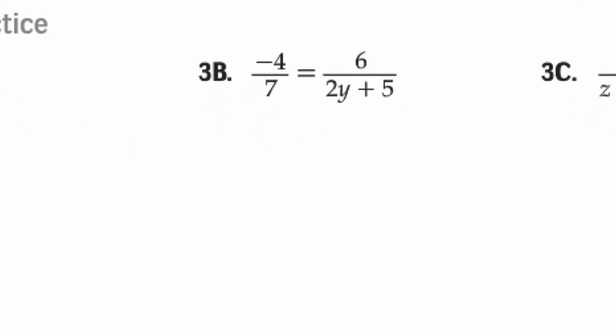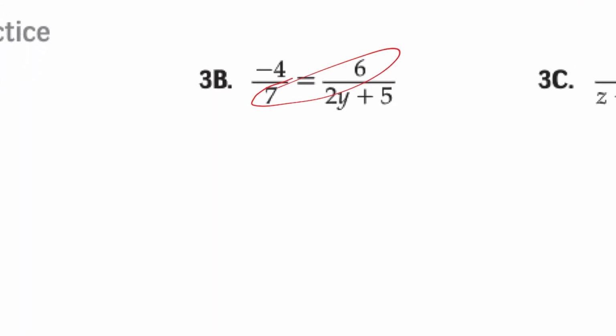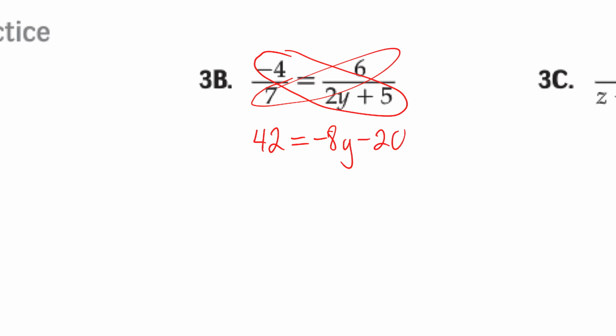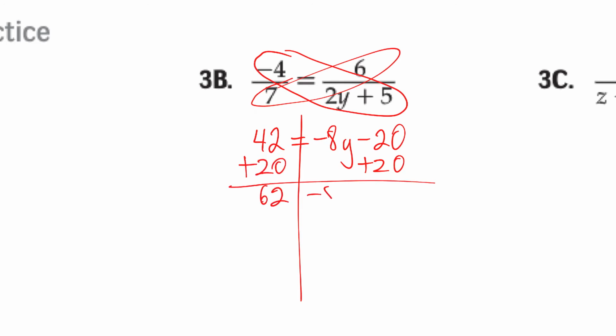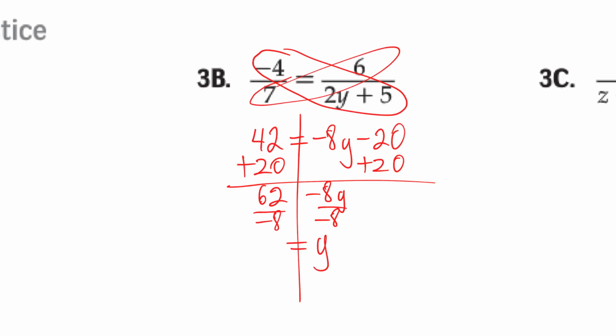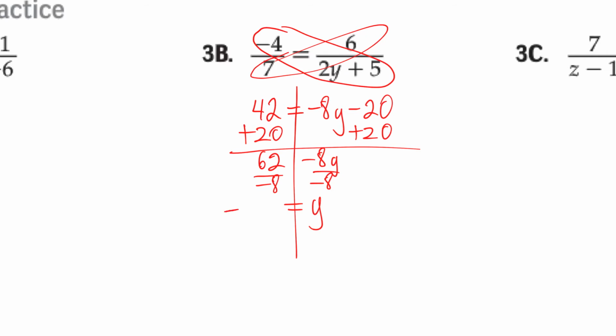All right, I'm going to skip 3A. Let's look at 3B here. So cross multiply here. What do we get on that? 30. No, 42. 42 equals negative 8y minus 20. Add 20, we get 62 equals negative 8y. So we'll give you a decimal. Negative 7.75.